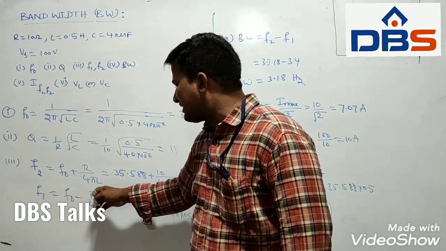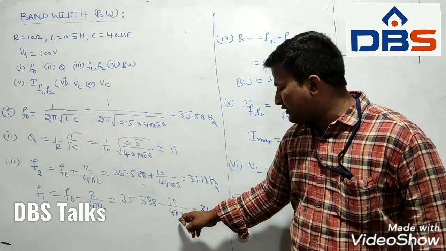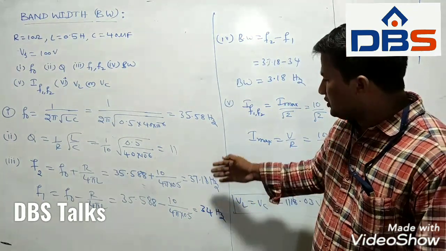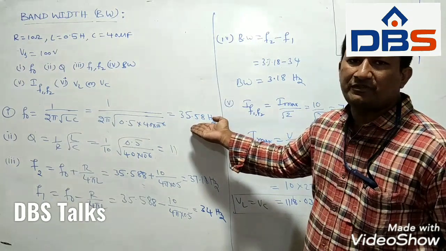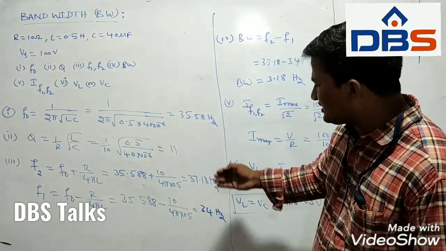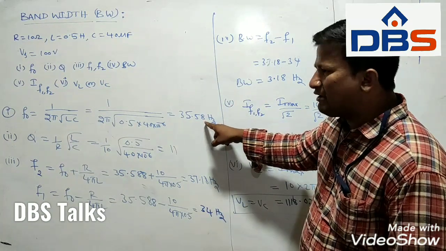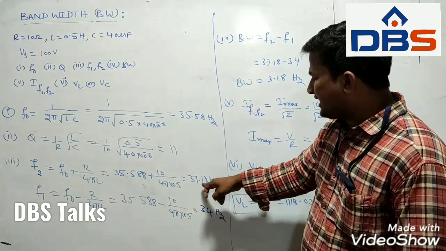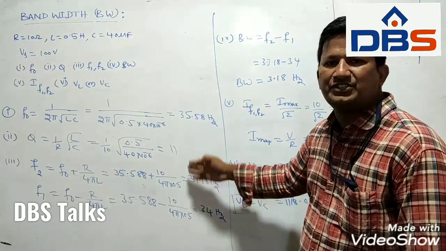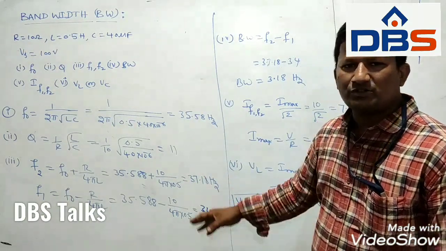Now go for the lower cutoff frequency. f1 is equal to f0 minus R by 4 pi L, 35.58 minus 10 by 4 pi into 0.5. We get 34 hertz. So the resonant frequency is available in between these two, so our values must be correct. The resonant frequency is the middle value, 35.58, the higher cutoff frequency is more than the resonant frequency, and the lower cutoff frequency is less than the resonant frequency. That means 34, 35, 37, so the values must be correct.